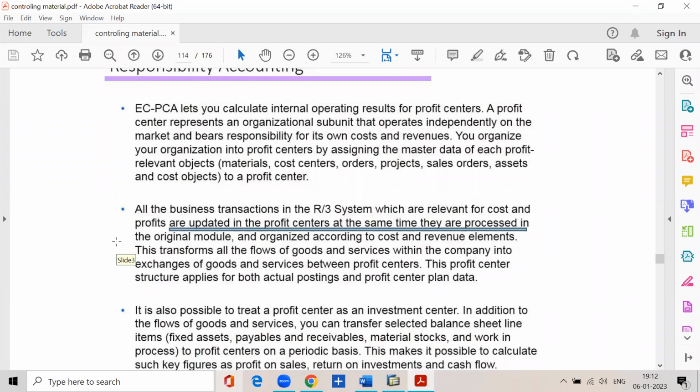Now, if you remember, at the time of creating the cost center master record, we were receiving one warning message: Profit center accounting is active, but no profit center assigned to the cost center master record. So why do we assign the profit center to the cost center? For the purpose of identification of expenses.